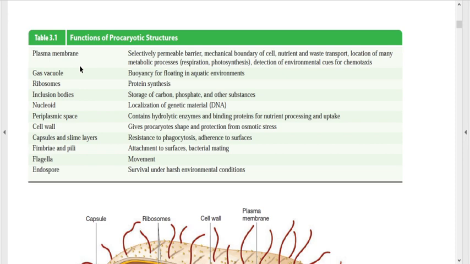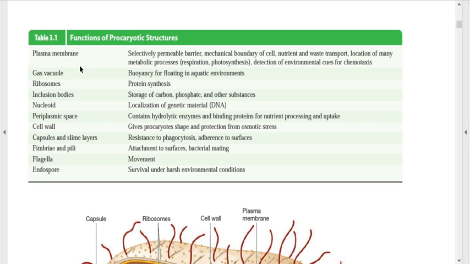At the same time, this plasma membrane is also responsible for detecting environmental cues for chemotaxis. Next are gas vacuoles, which provide buoyancy for floating in an aquatic environment. Next are ribosomes, which are responsible for protein synthesis, and then inclusion bodies, whose main role is the storage of carbon, phosphate, and other substances. Next is the nucleoid, where the genetic material is located.